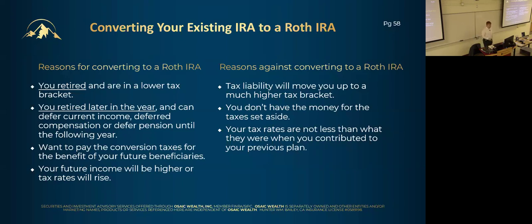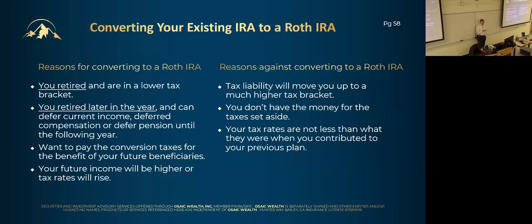So a couple reasons why you might consider not converting to that Roth IRA is if that tax liability is going to move you up to a higher tax bracket. Because you've got to understand, all of that's going to get taxed at your ordinary income tax rates. It's like taking a distribution out of your IRA.